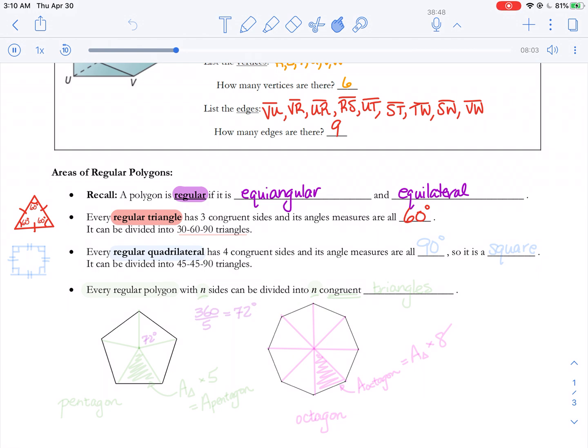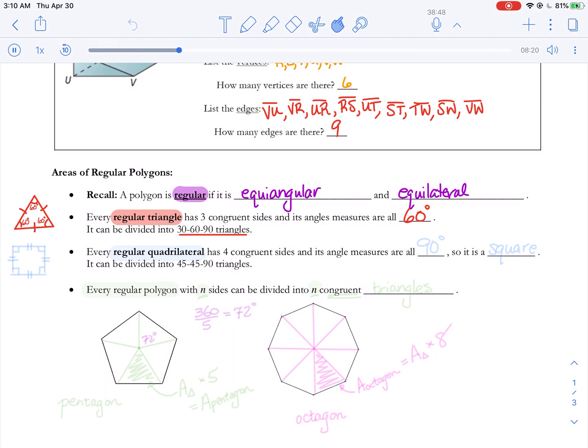Okay, and we'll talk about this when we start doing the area, but you can cut regular triangles into 30, 60, 90s. So we'll be using what we know about 30, 60, 90s to help us find the area of regular triangles. Now, a regular quadrilateral.